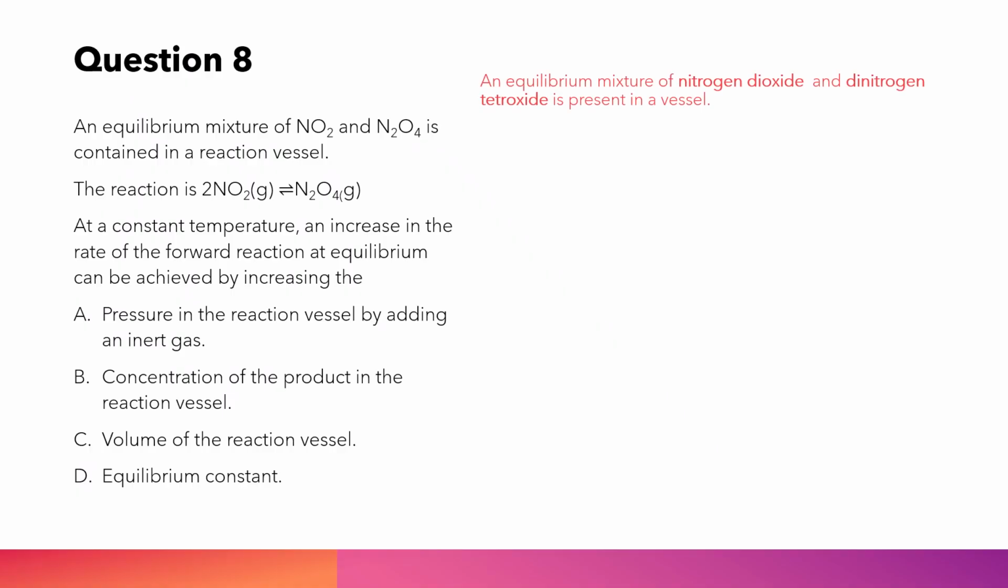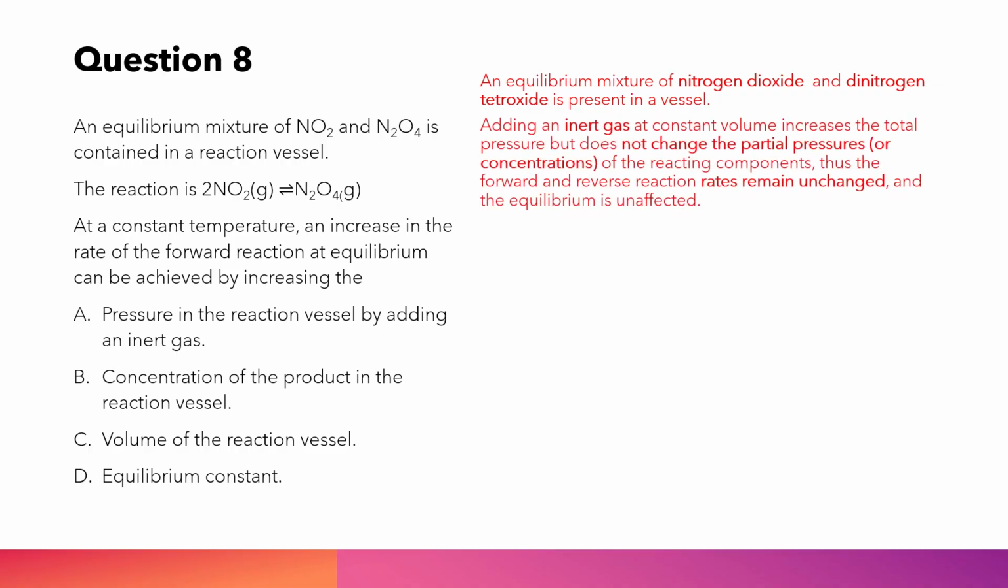An equilibrium mixture of nitrogen dioxide and dinitrogen tetroxide is present in a vessel. Adding an inert gas at constant volume increases the total pressure, but does not change the partial pressures, or concentrations, of the reacting components. Thus, the forward and reverse reaction rates remain unchanged, and the equilibrium is unaffected.